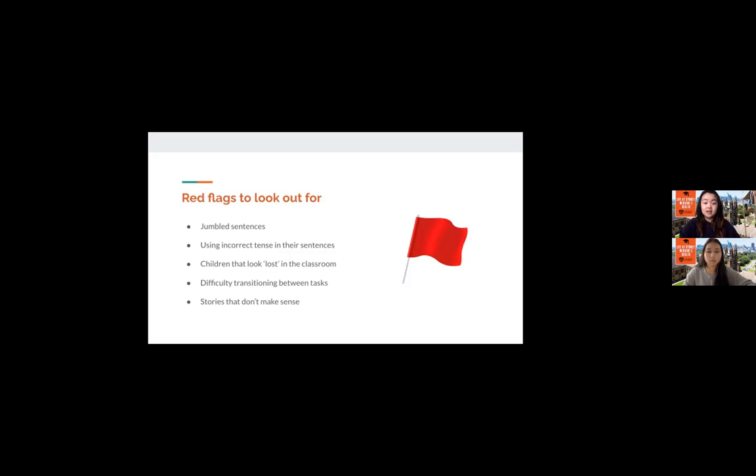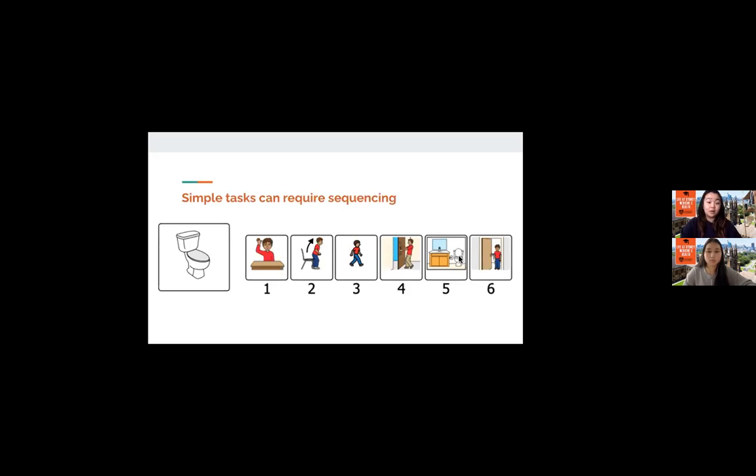You might notice some children struggling to complete tasks that may seem really simple, but it's actually made up of a complex series of tasks. So, for example, going to the toilet. You might notice a child squirming in the seat, looking a bit lost, and this could be due to a sequencing difficulty as they're just not sure what to do next. When a child has to go to the toilet, they have to first put their hand up, ask their teacher for permission to go to the bathroom, get up, walk to the bathroom, open the door, go into the bathroom, and then close the door.